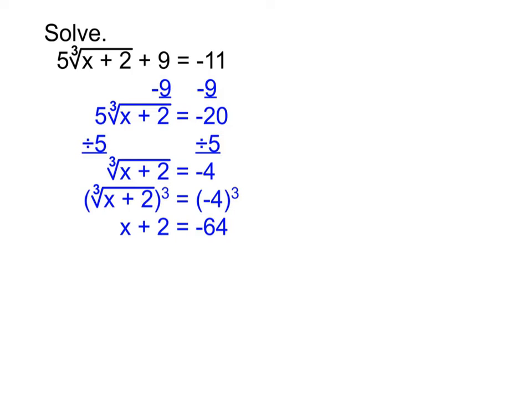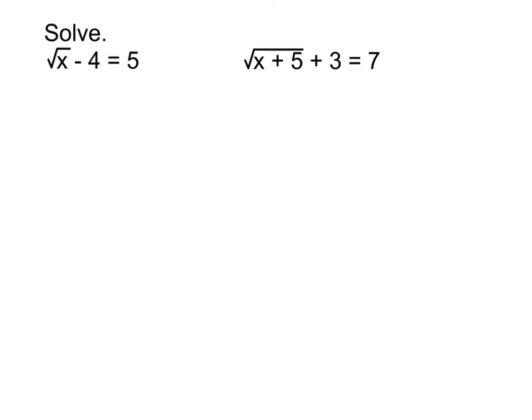Now that I have x plus 2 equals negative 64, I simply subtract 2 from both sides, and I have my answer of x equals negative 66. And that's the basic idea behind solving these radical equations. Now let's take a look at a couple more here.